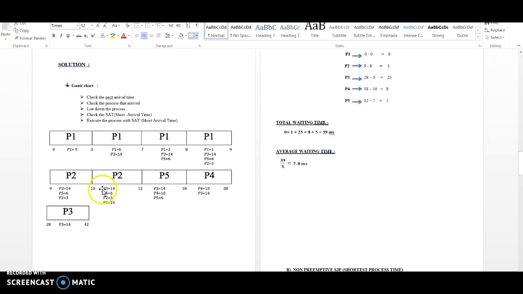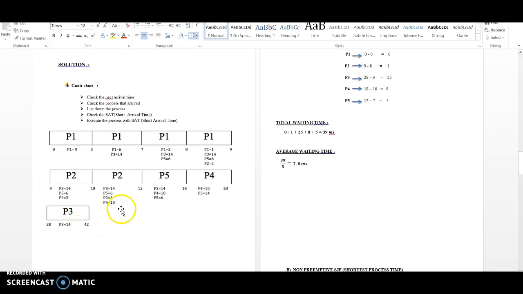So we have to continue with this. P2 is already done, 10 to 12. So we move on to the next step, 12. We see the next step: P5 is 6, P4 is 10, P3 is 14. The shortest is 6. So we plus it with 12: 12 plus 6 is 18. So we get 18. Then we move on to the next step: P4 10, P3 14. The shortest is 10. So 18 plus 10 is 28, P4. The next one is P3 14. So 28 plus 14 equals 42.